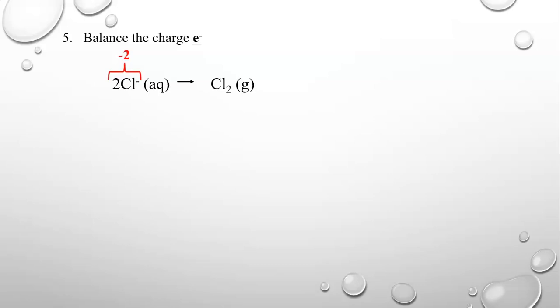Okay, so we have a -2 on the left. You have chloride ion at -1 and you have 2 of them. So that's a -2. Over on the right, it's a neutral molecule. It's 0. So what are you going to do to balance this? You're going to have to add electrons, 2 electrons to the right side. So now you have a -2 on the left side and -2 on the right side. So now that's charge balanced.